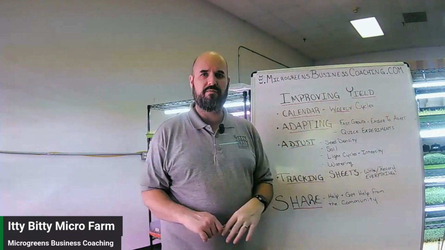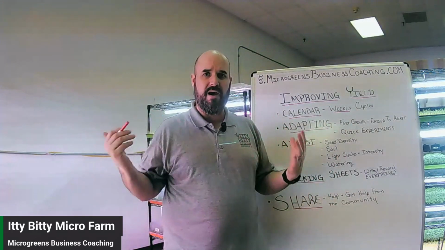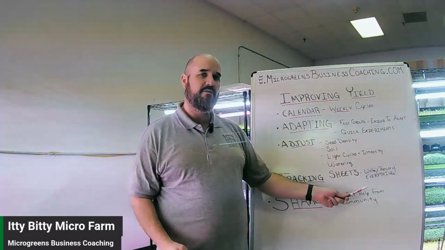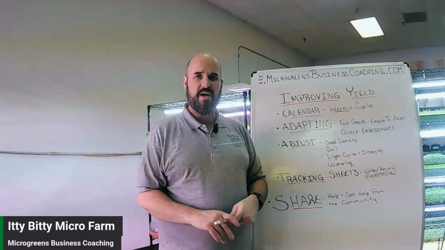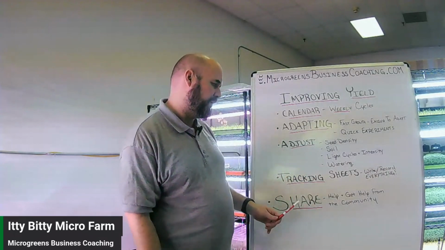A lot of things go on in life. Life happens. Not just business, not just microgreen growing. Life happens, and you're going to forget stuff. So write it down. Record everything in some form or fashion. You can use the tracking sheet. You can use whatever you need to do. Just make sure you write it down somewhere.